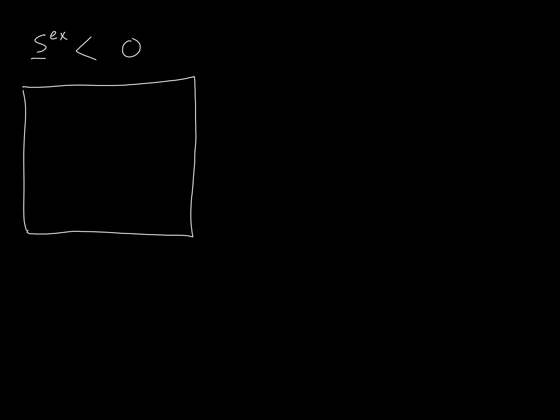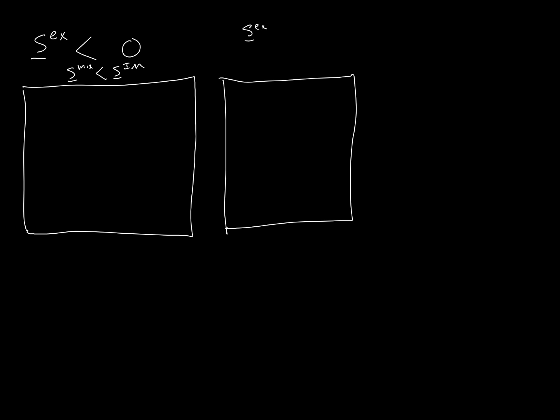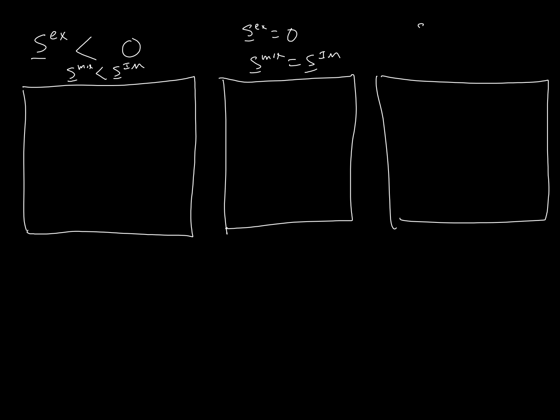Let's draw out 3 diagrams here. In this case, the S of the mixture is less than the S of the ideal mixture. We'll draw a middle one, where the excess entropy is equal to 0, in which case the S of the mixture is equal to the S of the ideal mixture. And lastly, the third box, where the excess entropy of mixing is greater than 0, where S of the mixture is greater than S of the ideal mixture.